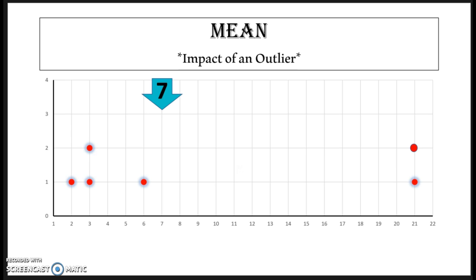Remember, mean, median, mode are all supposed to be measures of center of the dataset. In this case, 7 is now not representing the middle or the center of the dataset, as it's far above most of the data points, making it an inaccurate measure of this dataset.